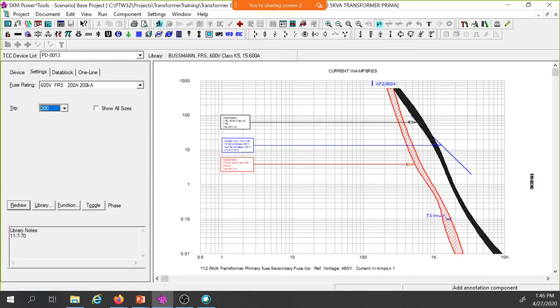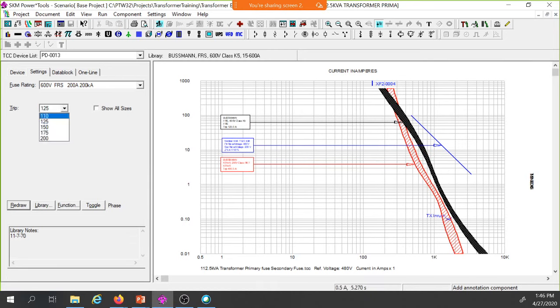There's my 200 amp. So I could put 175 amp. I could put any one of these. I put the 125 amps. You'll notice if I go to 110, I'm still working at 110. I'm not into that inrush. Really good protection, but I don't want it to trip. 125 is going to do me fine.